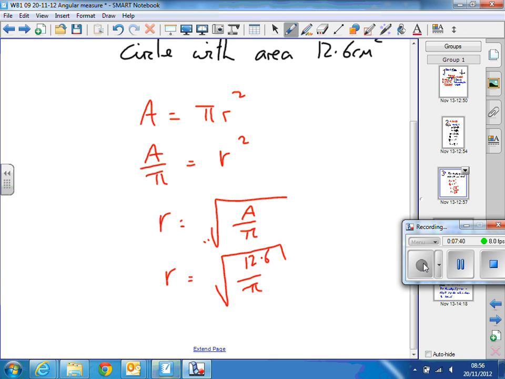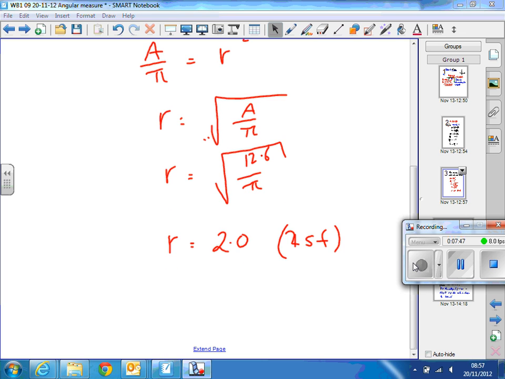And I can do that in one hit on the calculator. So this gives us 2.0 to two significant figures. Well, we know the unit, 2.0 centimetres. So therefore, and this is a common symbol for therefore, those three dots, the diameter equals 4 centimetres to two significant figures.